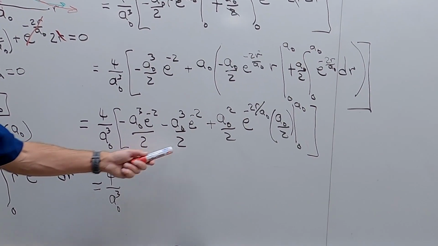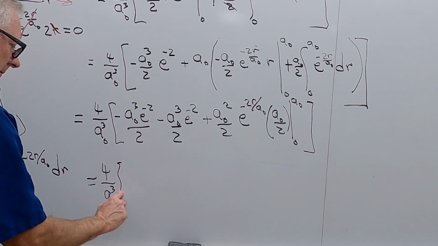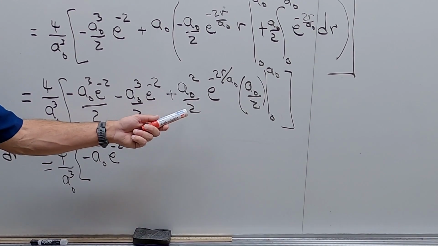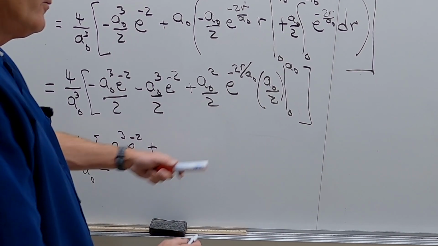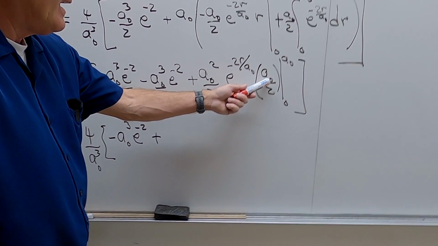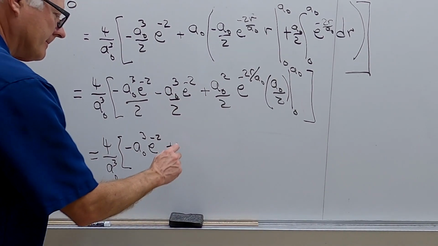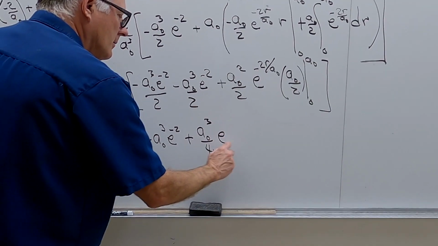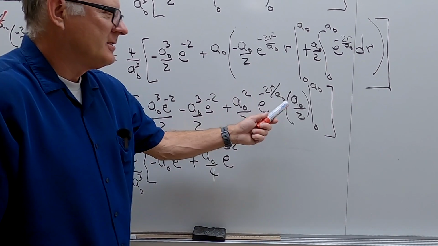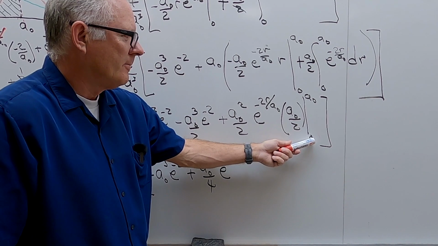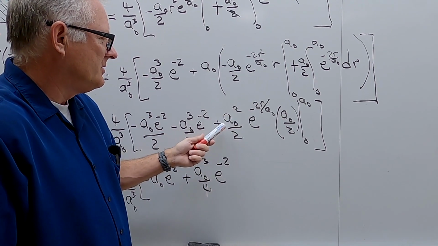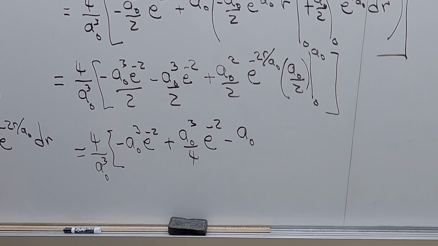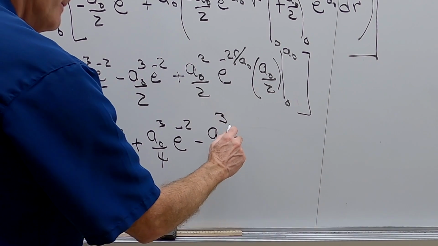Now these two terms, it looks like I can combine them, it's just minus a naught cubed e to the minus 2. And then this term over here is plus, now when we plug in a naught into here, we get a naught cubed over 4 e to the minus 2, and then subtracting off, plugging in 0. If you plug in 0, this just goes to 1. So it's just a naught cubed over 4 minus a naught cubed all over 4.